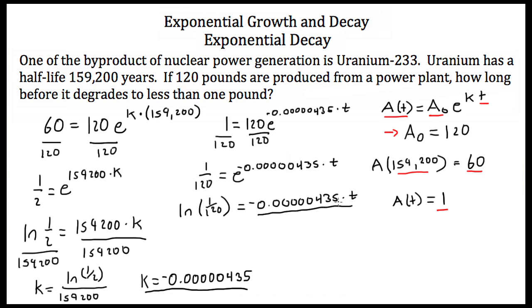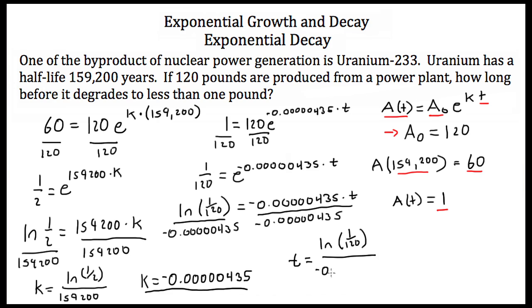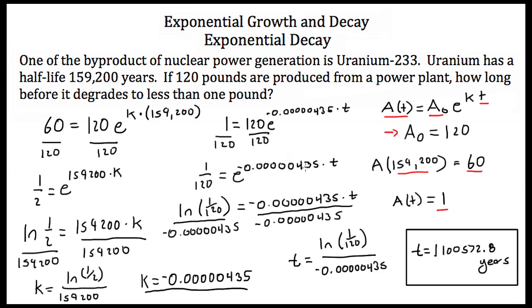Divide both sides by this negative decimal, and you'll have t is equal to the natural log of 1 over 120 divided by negative 0.00000435. Put this into your calculator. t will be equal to 1,100,572.8 years. So it will take over 1,000,000 years for 120 pounds of this nuclear waste to degrade to less than 1 pound.